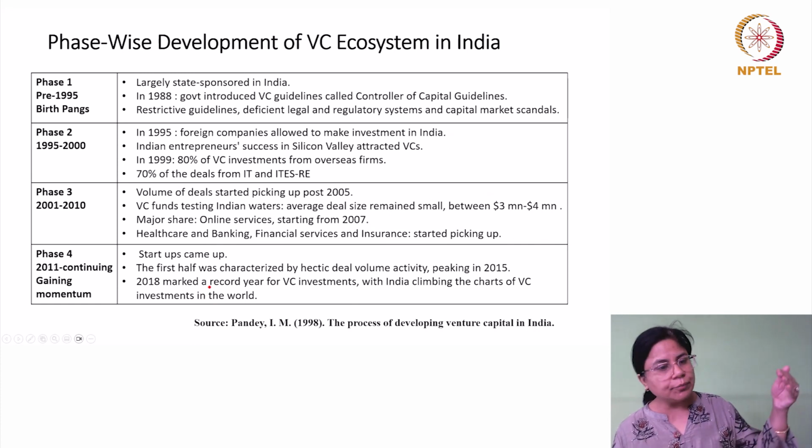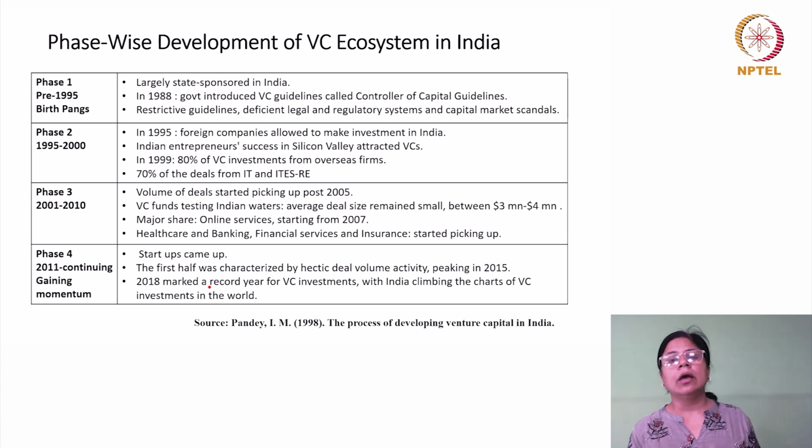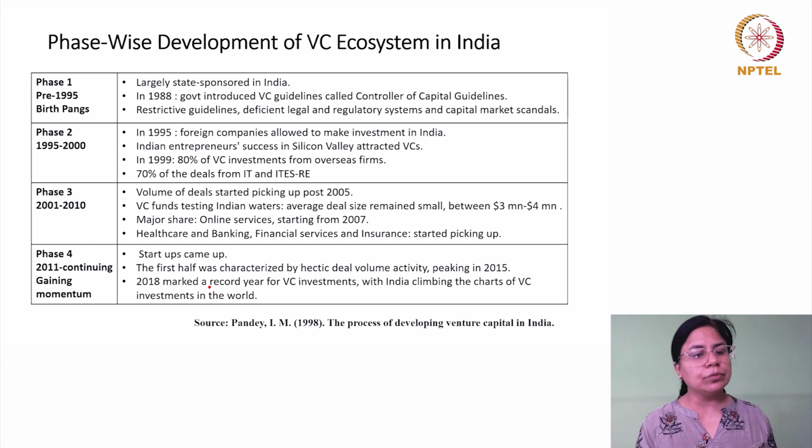A study has actually put them into different phases. If you look at the first phase, pre-1995 is basically the initial phase when they are coming into the picture, largely state sponsored. In 1988, the government introduced venture capital guidelines called the Controller of Capital Issues guidelines. Again, these are very restrictive, and there were certain concerns about them. From 1995 to 2000, foreign companies were allowed to make investments in India. The success of Indian entrepreneurs, particularly seen in Silicon Valley, also attracted venture capitalists.